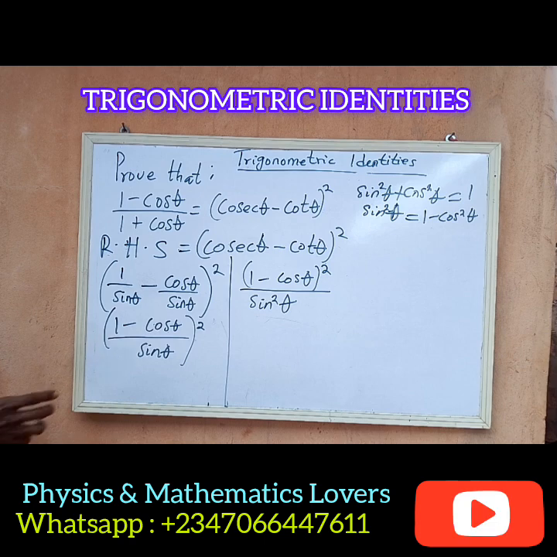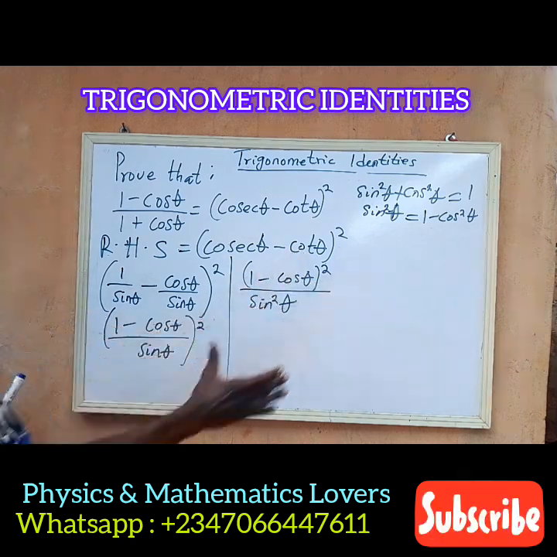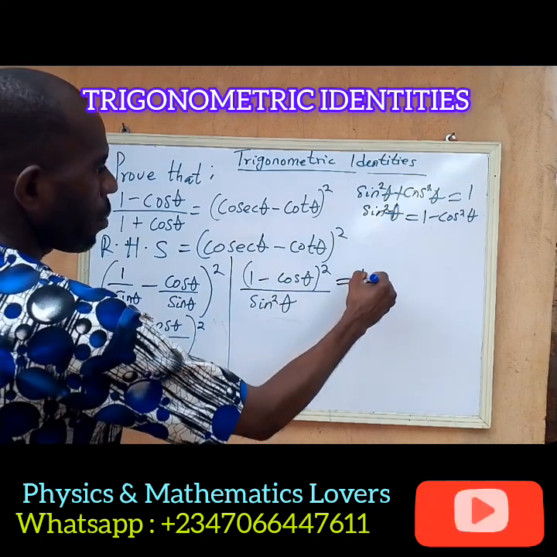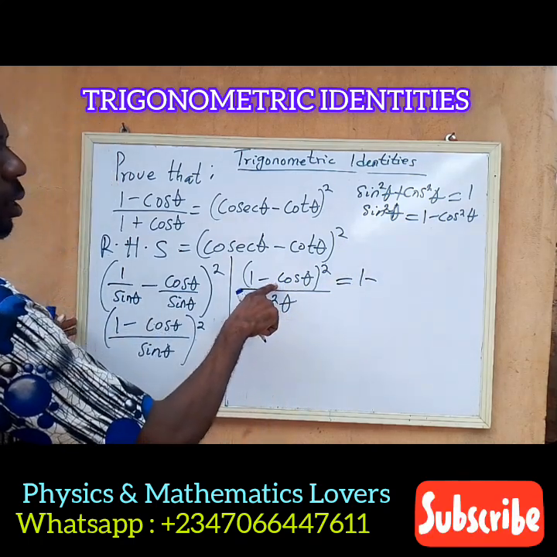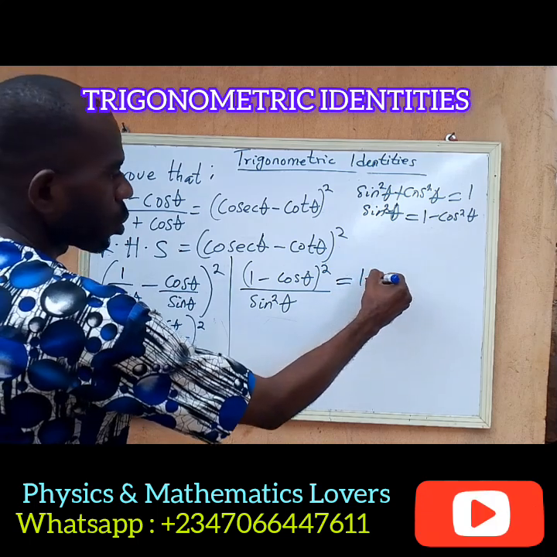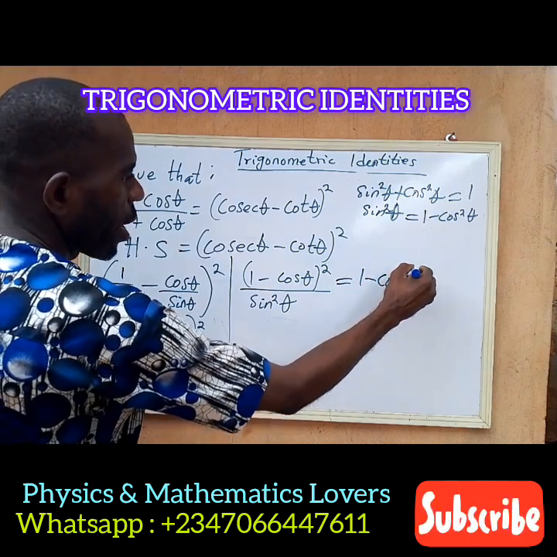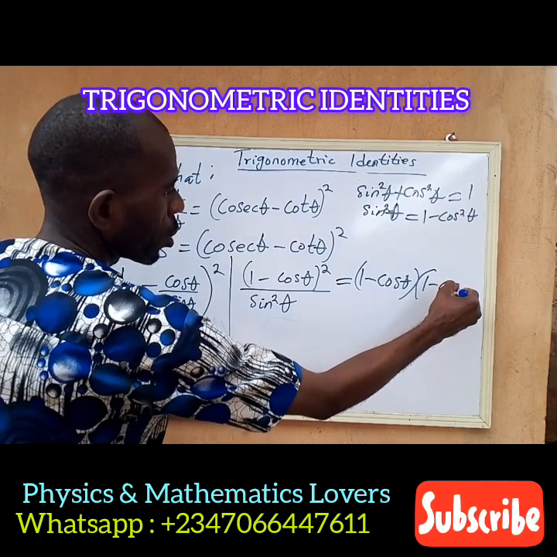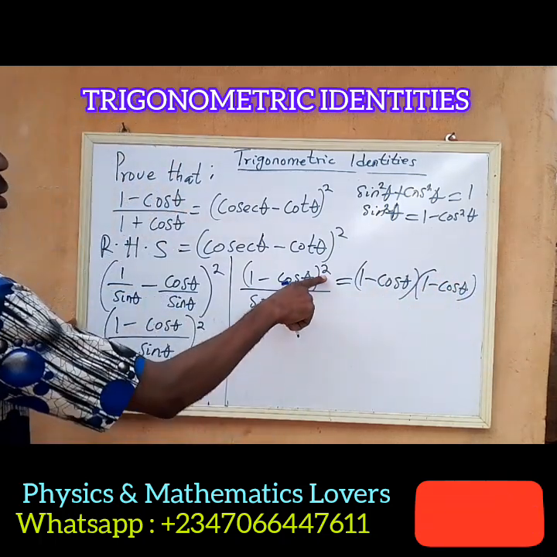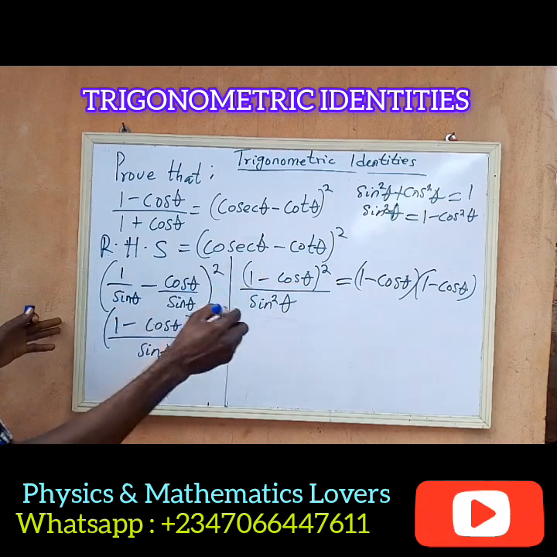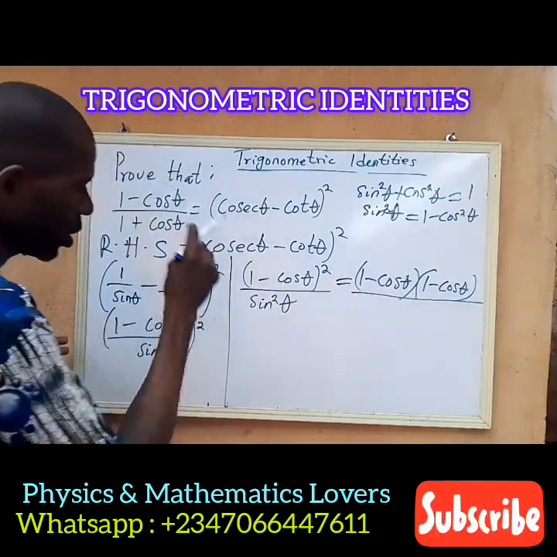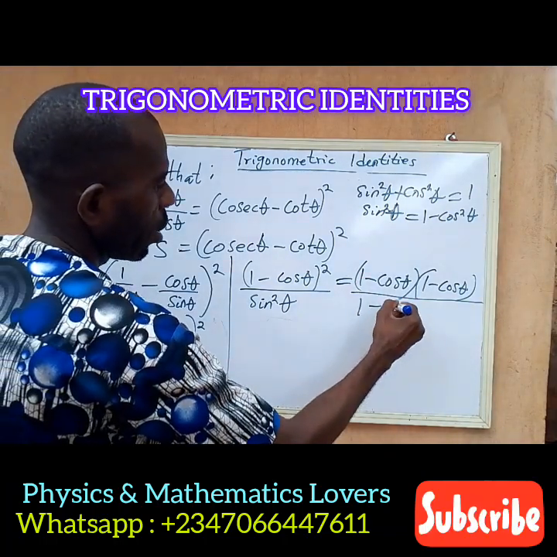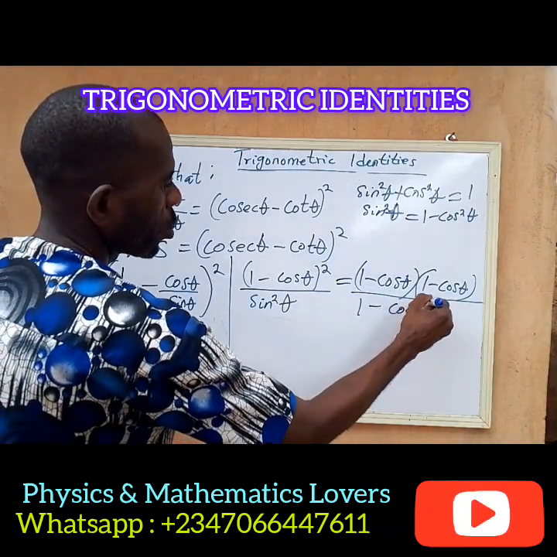Now, here we are going to expand. In this case, this place will become 1 minus cos theta, remember this is a square, then 1 minus cos theta. That's what this square has to do with this. Then all over, since sine square theta is equal to 1 minus cos square theta, let's use it to replace it: 1 minus cos square theta.